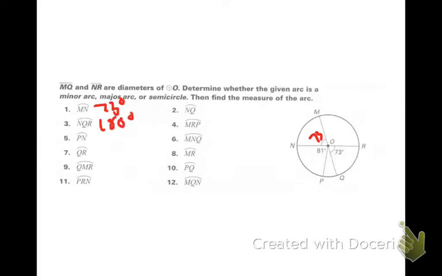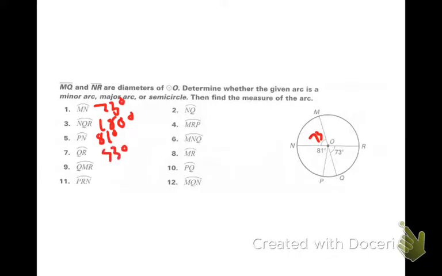All right. PN. What's the measure of arc PN? Logan Calloway. Yeah, it's the same as the central angle. So PN is 81. QR, what would QR be? Logan Liffick. 73, same as the central angle, right.